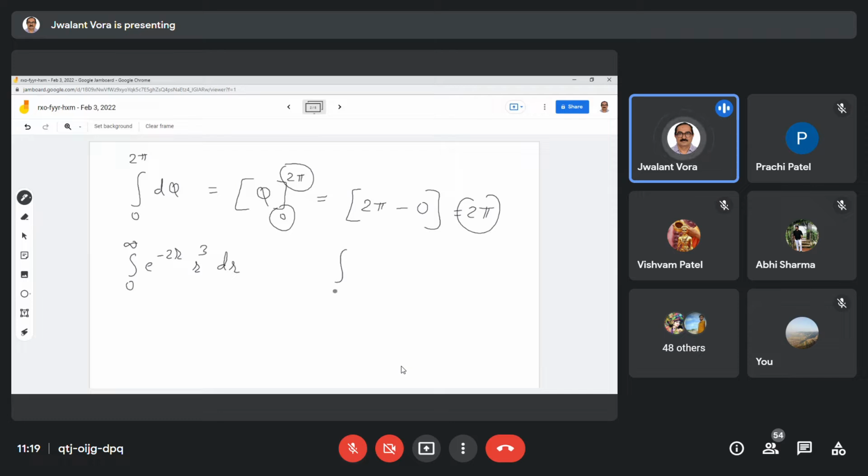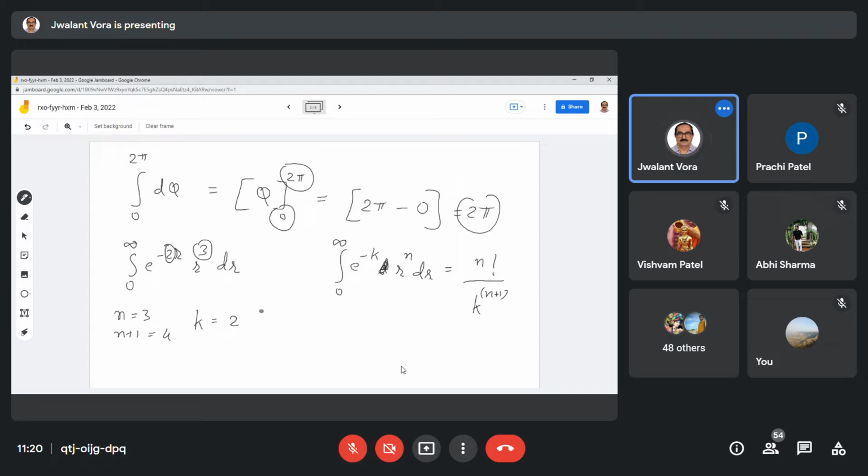Now from the table of integration, the integral of e raised to minus kr, r raised to n dr, is equal to factorial n divided by k raised to n plus 1. Now n is equal to 3, therefore n plus 1 is equal to 4, and k is equal to 2.